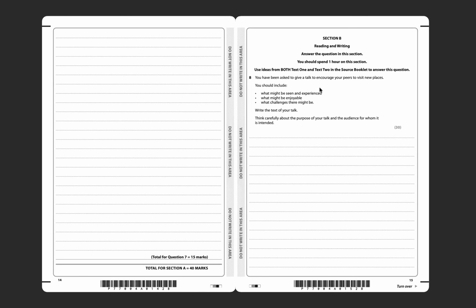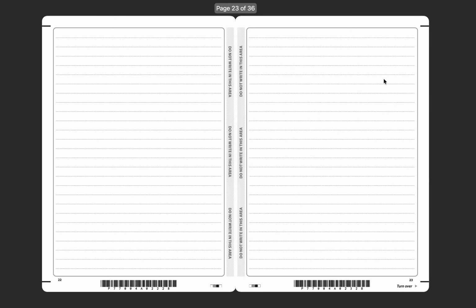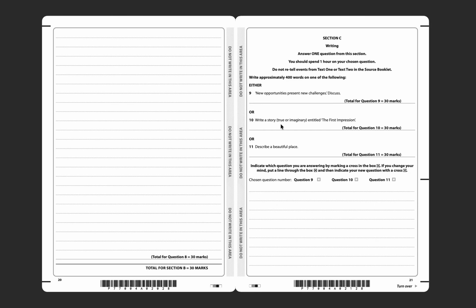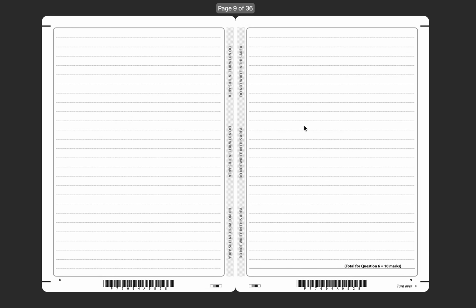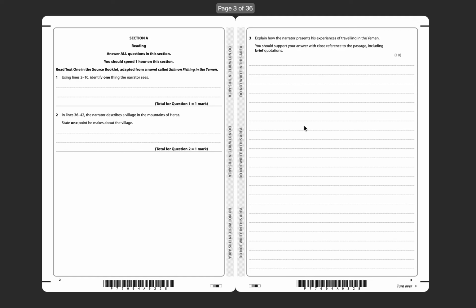This time, section B was about a speech. You see, give a talk to encourage your peers to visit new places. So if it's an informal speech, speeches do come often. So this year they gave a speech, which is all right, not bad. And then you have section C. Write a story or two entitled "The First Impression." We don't need to worry about section B and C. We'll just stick to section A.